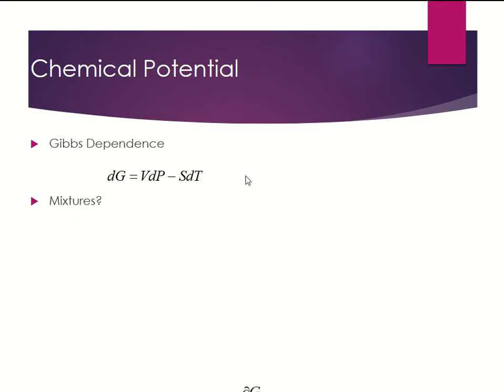If we have a mixture where we have more than one component, then in addition to considering the dependence of the Gibbs energy on pressure and temperature, we must also consider the dependence of the Gibbs energy on the number of moles of the various substances present.